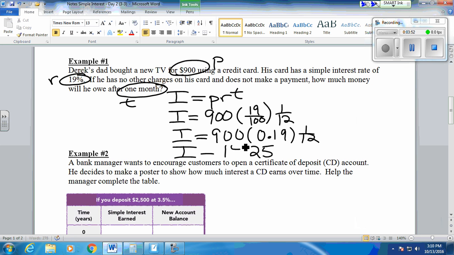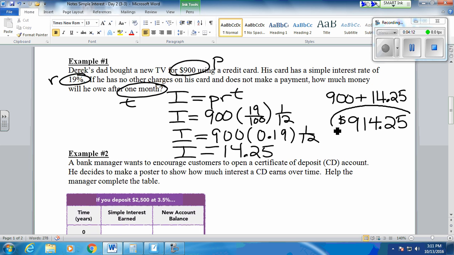But again, that $14.25 represents only the amount of interest. So now we have to take the principal plus our interest, add those together to now get our balance of $914.25. So when you use a credit card, if you don't pay it off in full, now you're going to be charged an interest rate, and in this case we were charged an additional $14. So that $900 television now is $914.